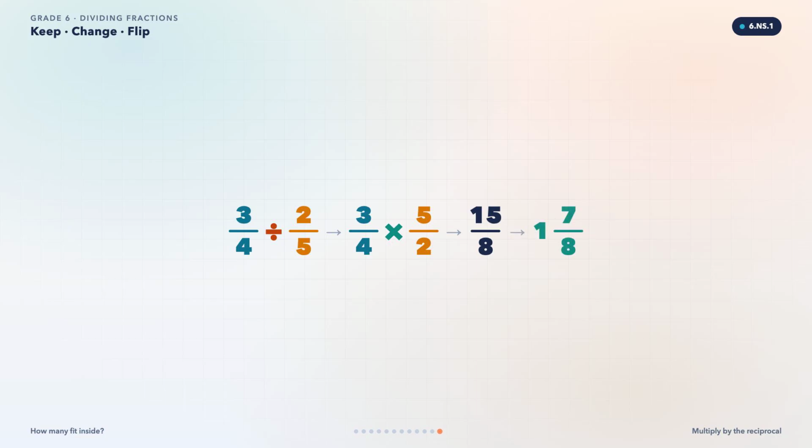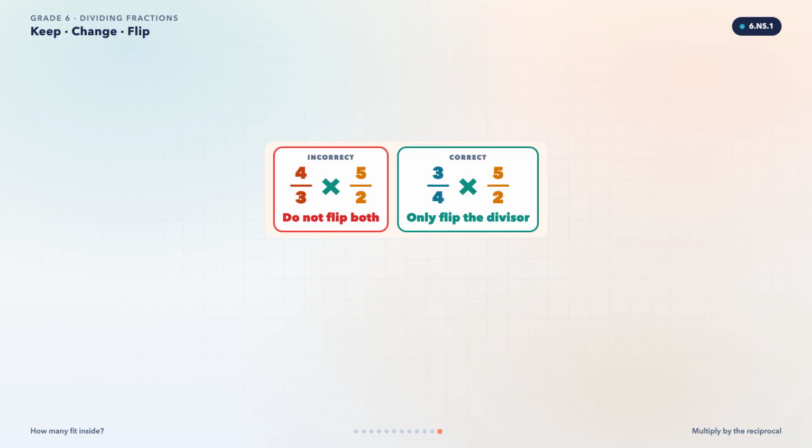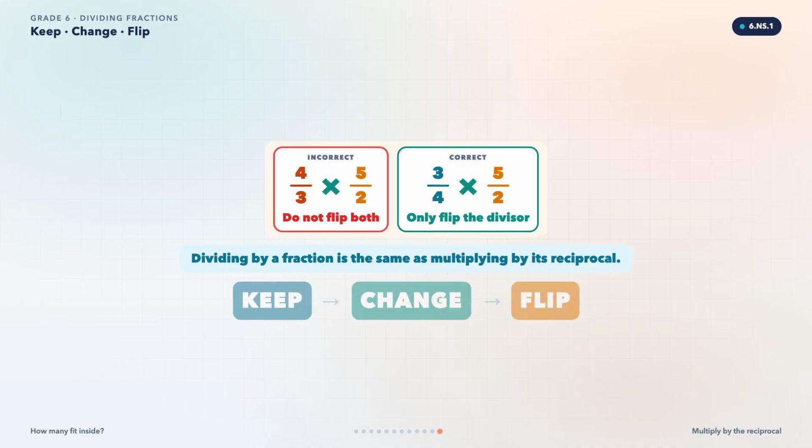One common mistake: do not flip both fractions. Keep the first fraction exactly the same. Only flip the divisor, the second fraction. Dividing by a fraction is the same as multiplying by its reciprocal. Keep, change, flip.